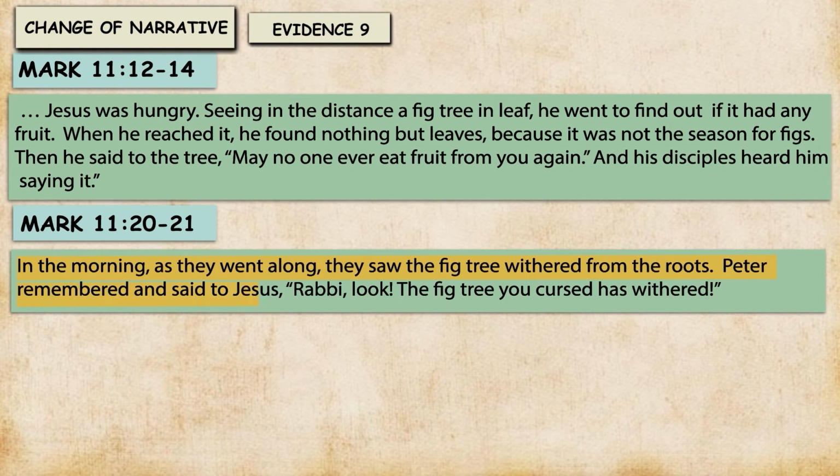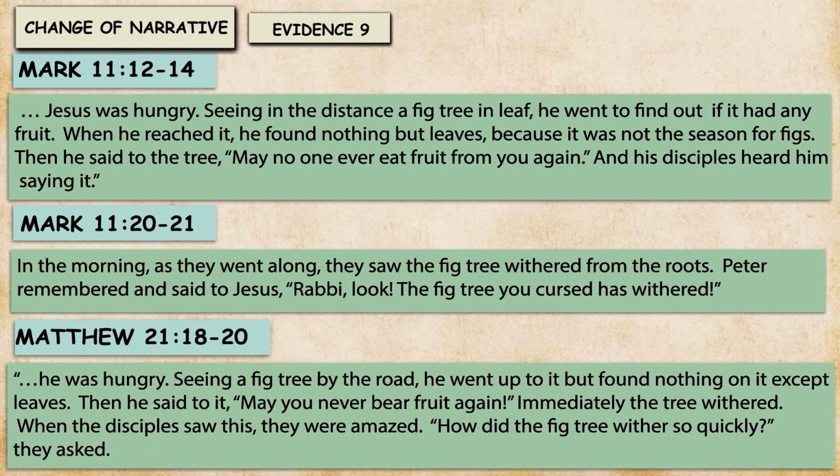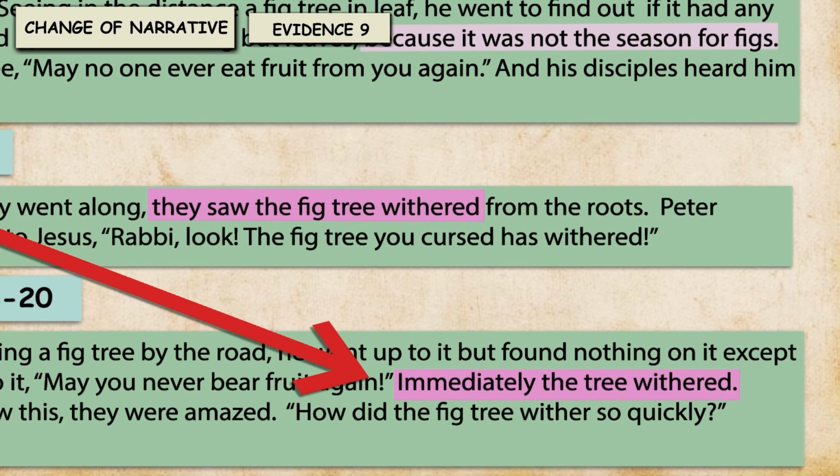Here is the version in Matthew. He was hungry. Seeing a fig tree by the road, he went up to it, but found nothing on it except leaves. Then he said to it, "May you never bear fruit again." Immediately, the tree withered. When the disciples saw this, they were amazed. "How did the fig tree wither so quickly?" they asked. No mention of the fact that it was because it was not the season. The withering was immediate.